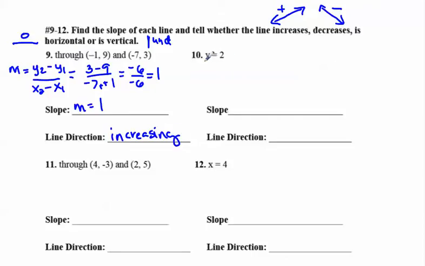In problem 2, we have y equals 2. So y equals 2 means all of the y values are 2. So on a graph, here's where y is 2, and here are all of the y values of 2. That's what your line would look like. Because this line is completely flat, it's not steep at all, your slope here is 0. And then the direction is horizontal.